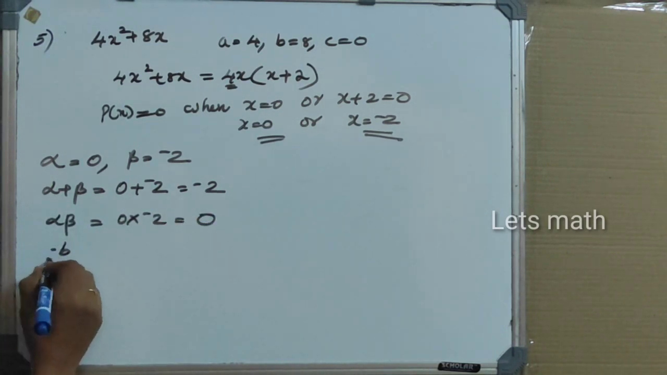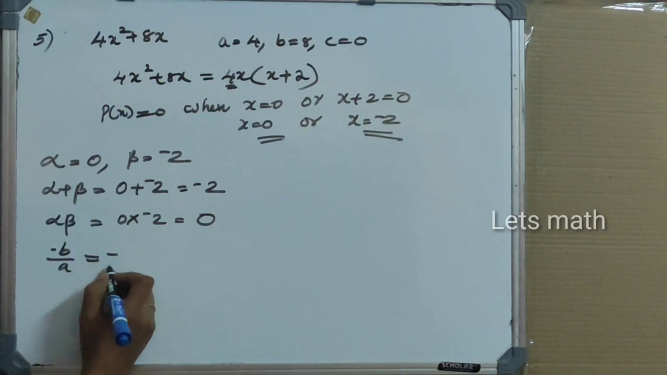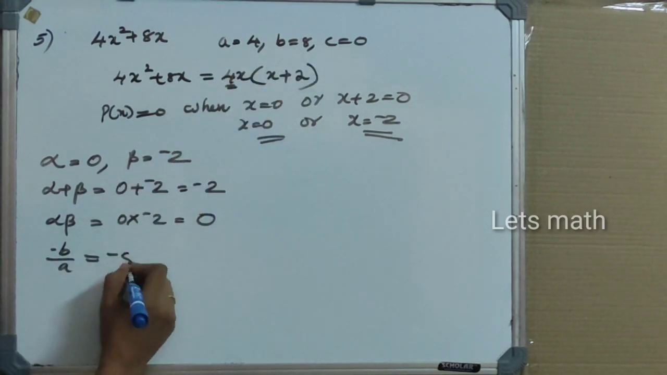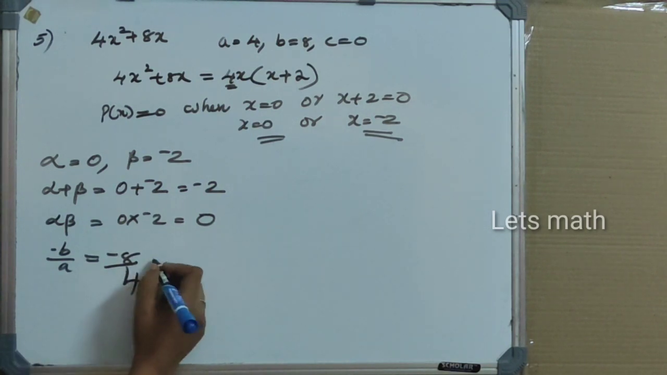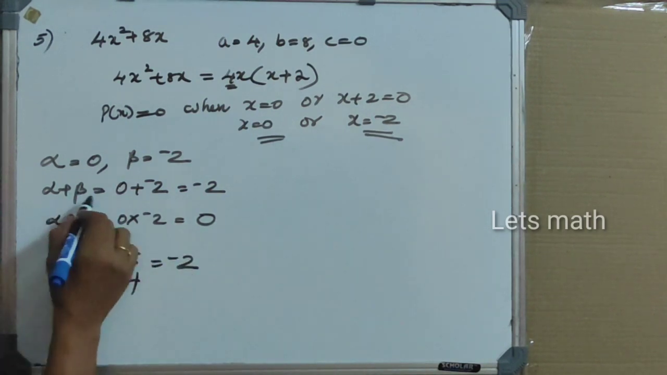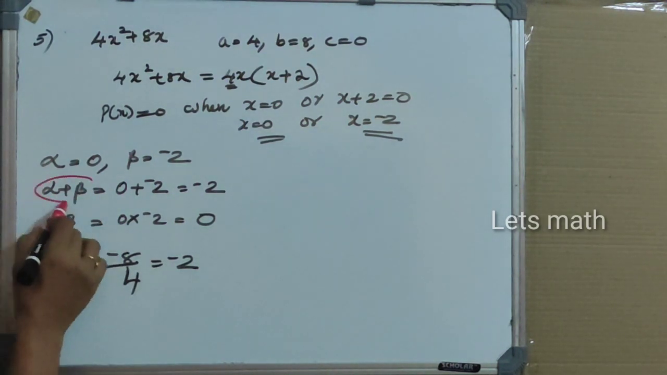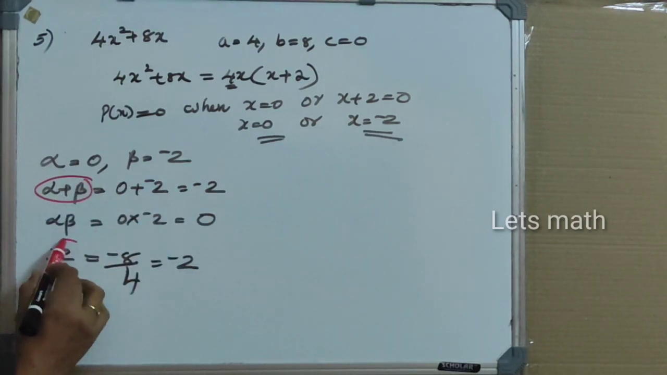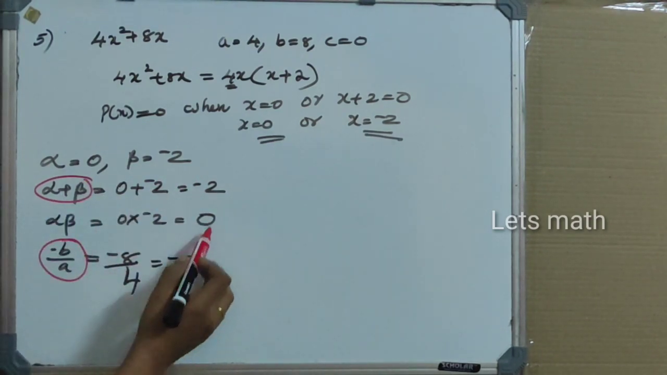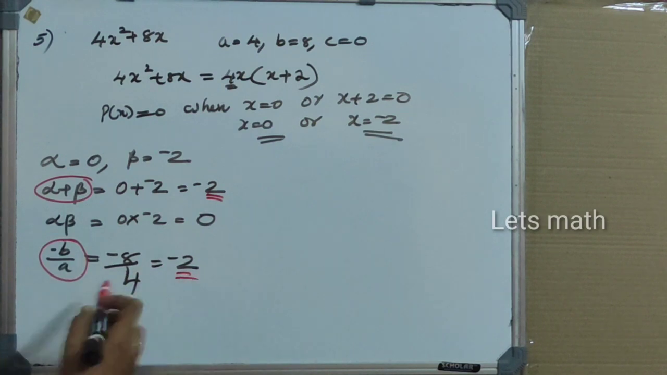Now we will see what minus b by a is. Minus b is minus 8, by a which is 4. Minus 8 by 4 is equal to minus 2. Alpha plus beta is minus 2 and minus b by a is also minus 2. Okay, the answer is verified.